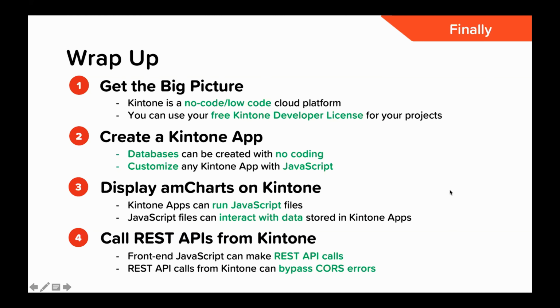Let's talk about what we did. We talked about what Kintone is and why it could be important or useful for you, and how you might get the most out of using it. We then showed you how to create your first apps in Kintone, and then how to hook in a JavaScript library like amCharts to do data visualization. We built our color-coded map, and then we talked about how you would call a REST API to pipe in your own data onto Kintone for your own data visualization needs.